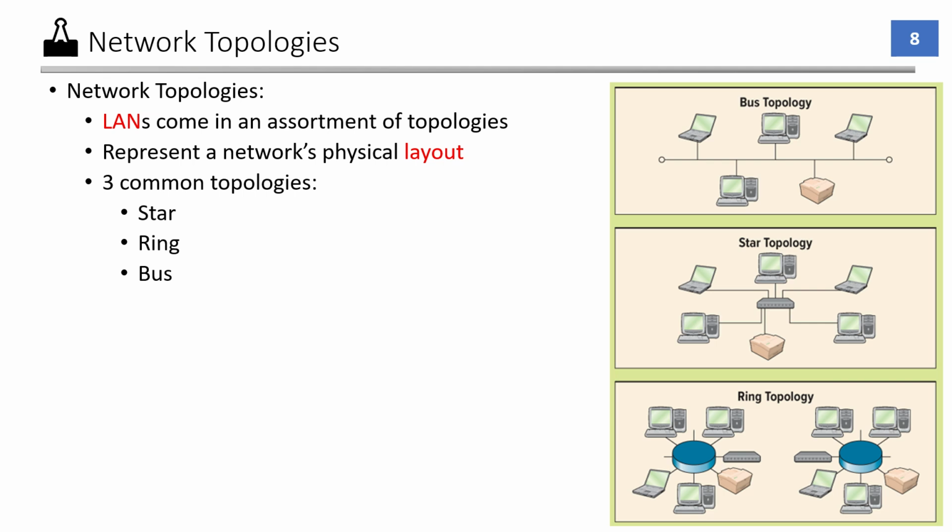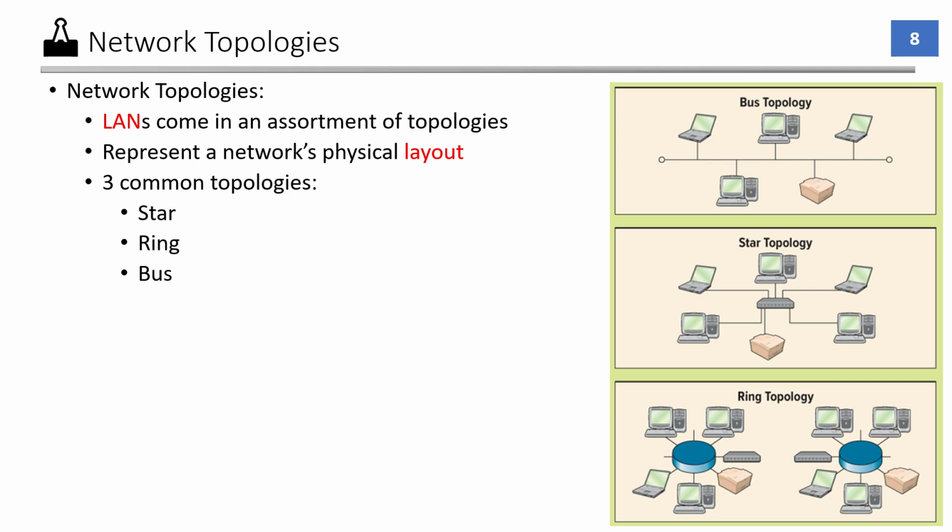A network topology describes the physical layout of a network, showing how computers and devices are connected to each other. In local area networks, or LANs, there are different ways devices can be arranged. These arrangements are called topologies. There are three common types of network topologies. A star topology connects all devices to a central hub or switch. Each device communicates through this central point, which makes the network easier to manage.